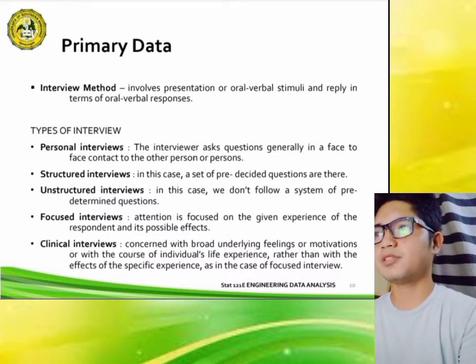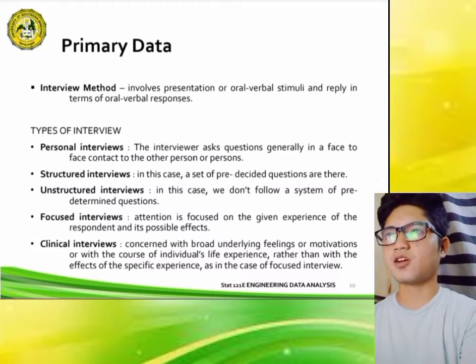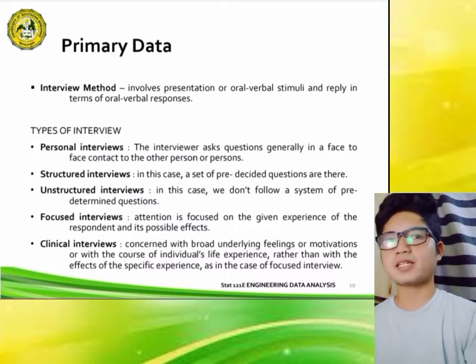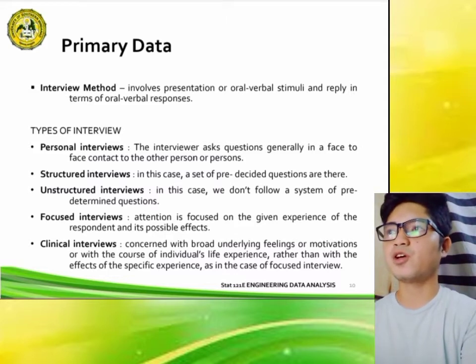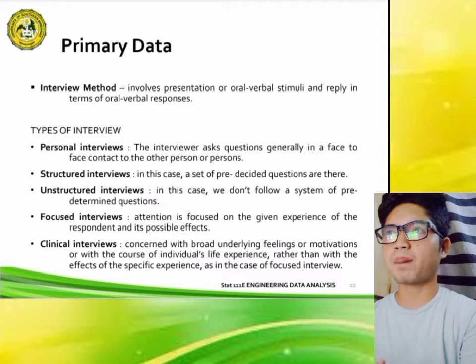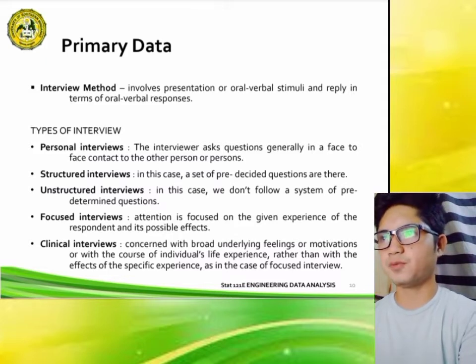And then we have structured interviews. In this case, a set of pre-decided questions are there. So parang binibigay na mismo before yung questions. So yung gagawin lang nila is i-record or i-take down na lang nila yung mga sagot kasi nabasa na mismo ng mga interviewee kung ano yung mga questions na ibabato sa kanila. And then we have unstructured interviews. In this case, we don't follow a system of predetermined questions. So ito naman yung kabaligtaran ng structured interview.